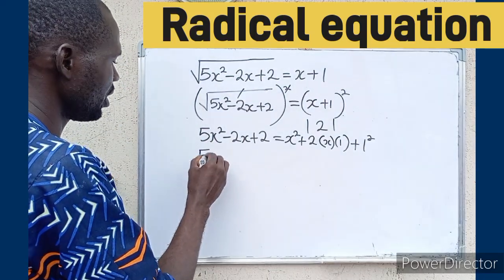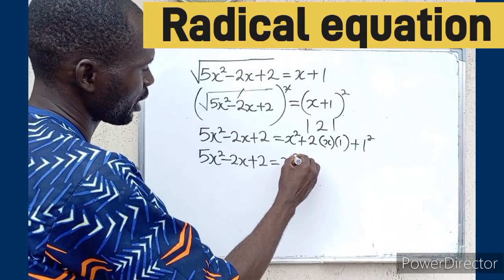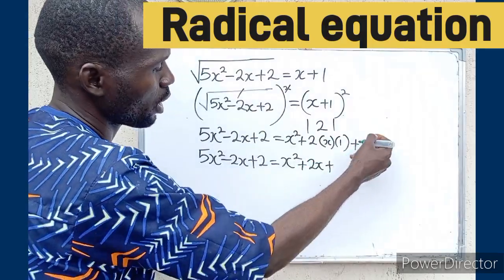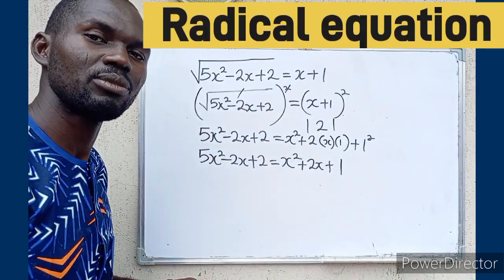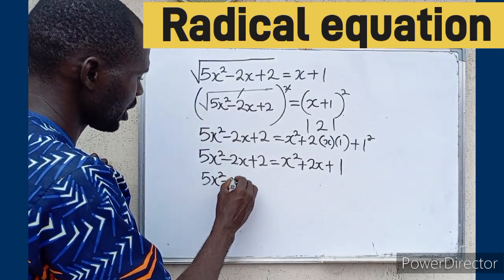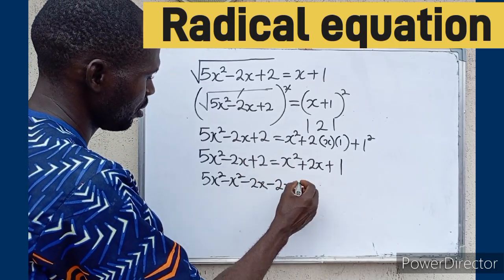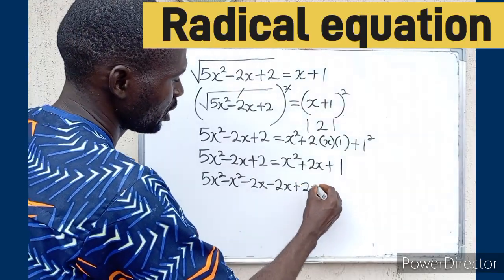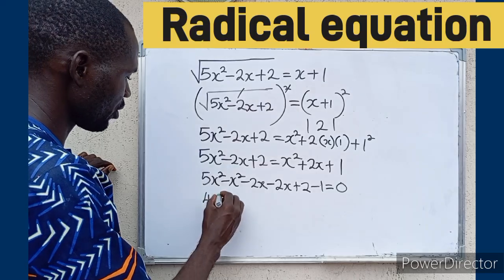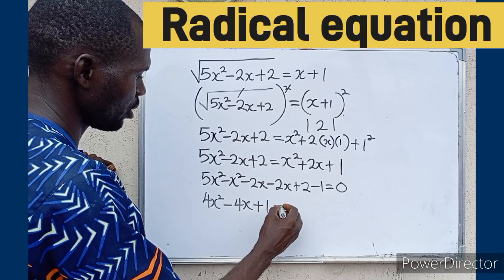So this is going to be 5x squared minus 2x plus 2 equals x squared. So 2 times x will give me 2x, times 1 still remains 2x, plus 1 squared remains 1. Then let's collect the like terms in order to reduce the equation. So we have 5x squared minus x squared, minus 2x. Bring this in, you have minus 2x plus 2. Bring the 1, you have minus 1, all equals 0. Now, let's reduce this. We have 4x squared minus 4x plus 1 equals 0.